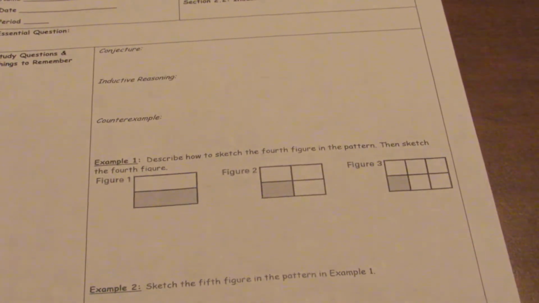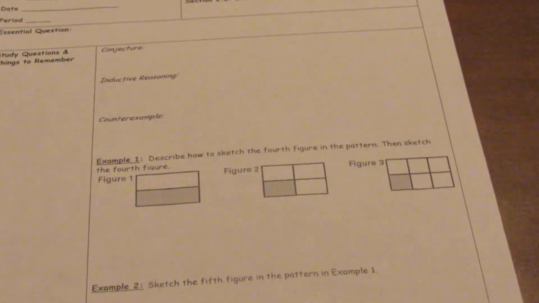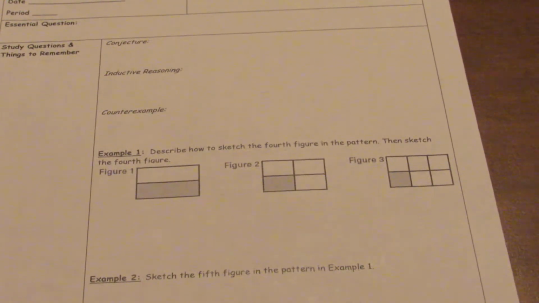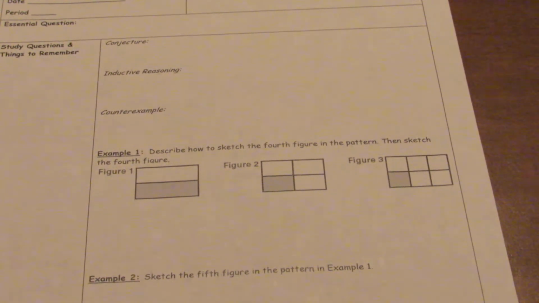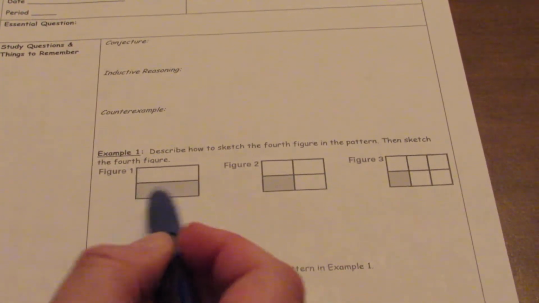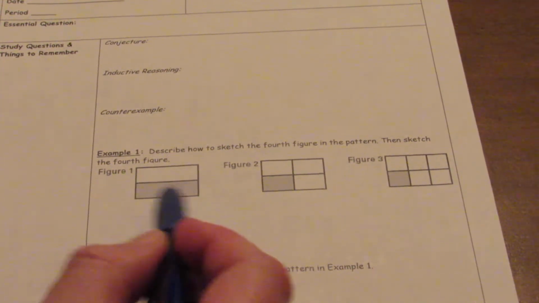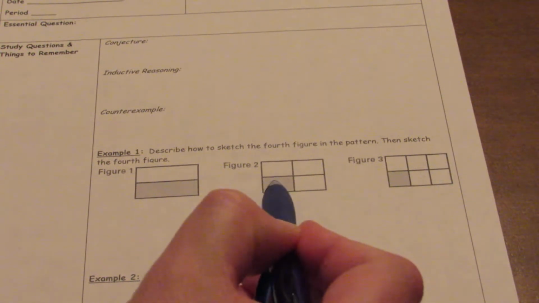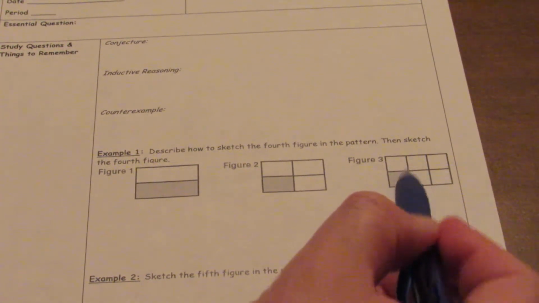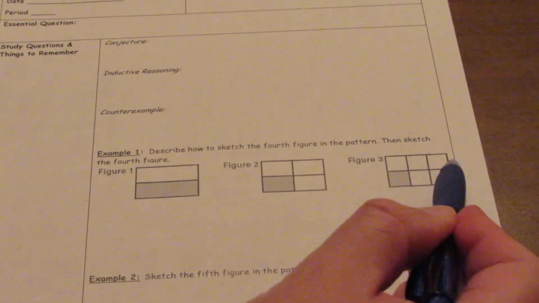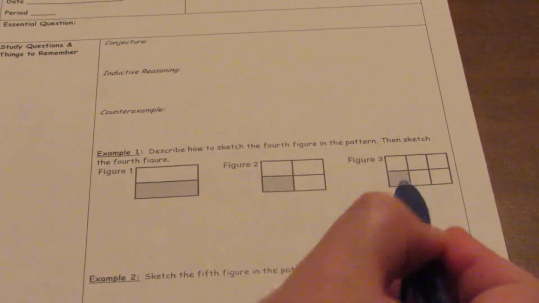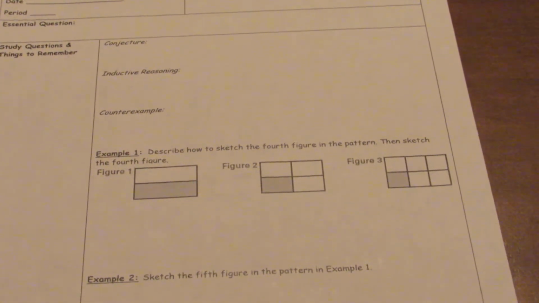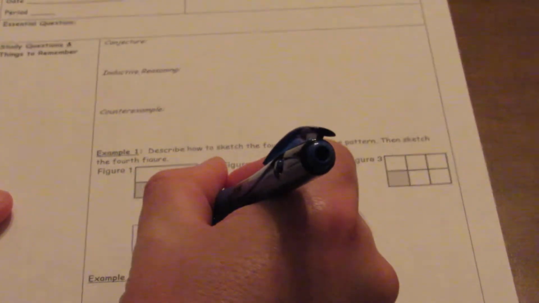So example 1 says, describe how to sketch the fourth figure in the pattern, then sketch the fourth figure. So if I notice here, we have a rectangle. I throw a bar across it, and this is shaded. When I come to the next one, they now put a bar down, cut into 4 sections, and the left-hand corner is now shaded. Figure 3, I now have 2 bars coming down, split into even sections, just like the other 2, and the left-hand corner is shaded. So I want a picture that is a rectangle, same size as the ones drawn there.